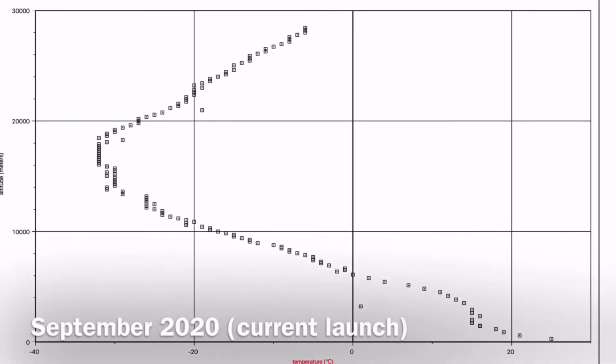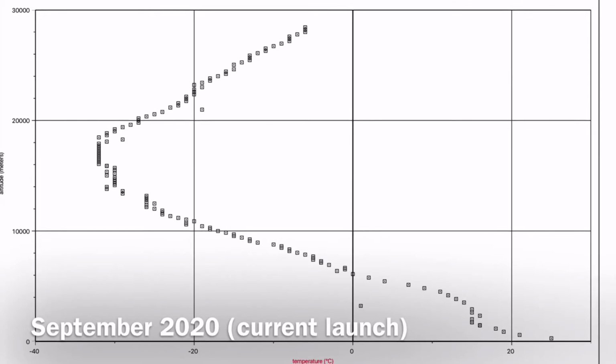The balloon was never located, so we have limited data from this year's summer launch. The graph shows the temperature of the air as the balloon increases in altitude for the September 2020 launch, this current launch. The temperature steadily decreases until the balloon reaches the tropopause at about 16,000 meters.